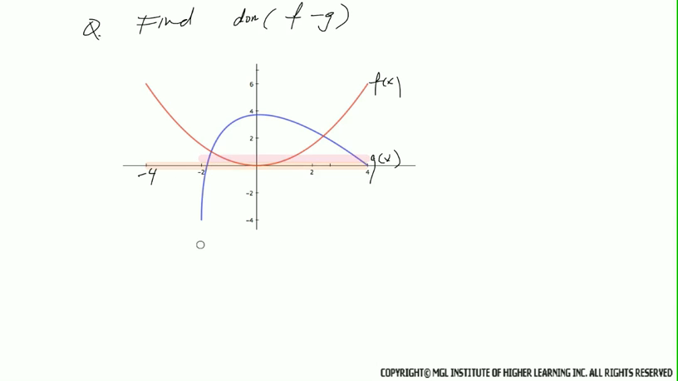Okay, so what are those two highlights I've just done? What's the orange one represent? This is the domain of f at x, okay? And the red one represents the domain of g at x. So what is the domain of their sum or their subtraction?